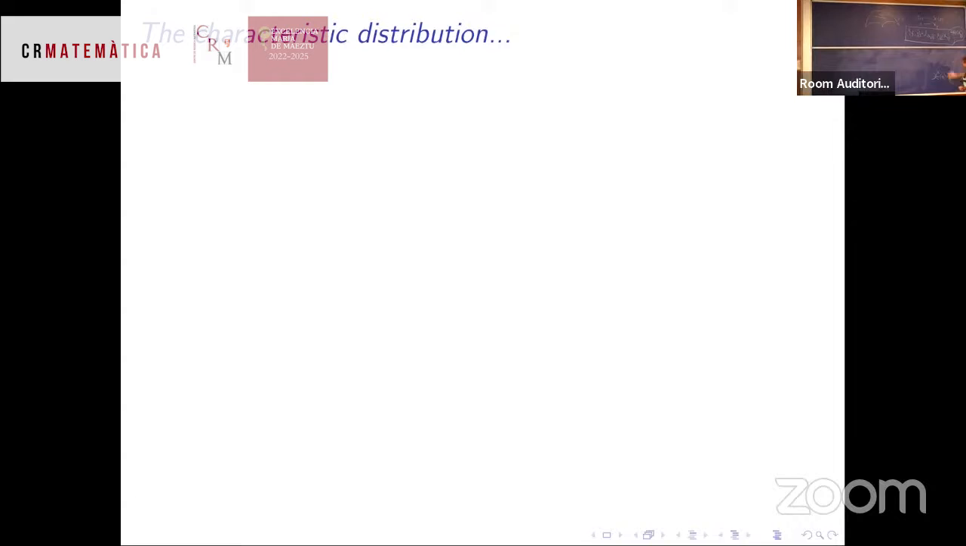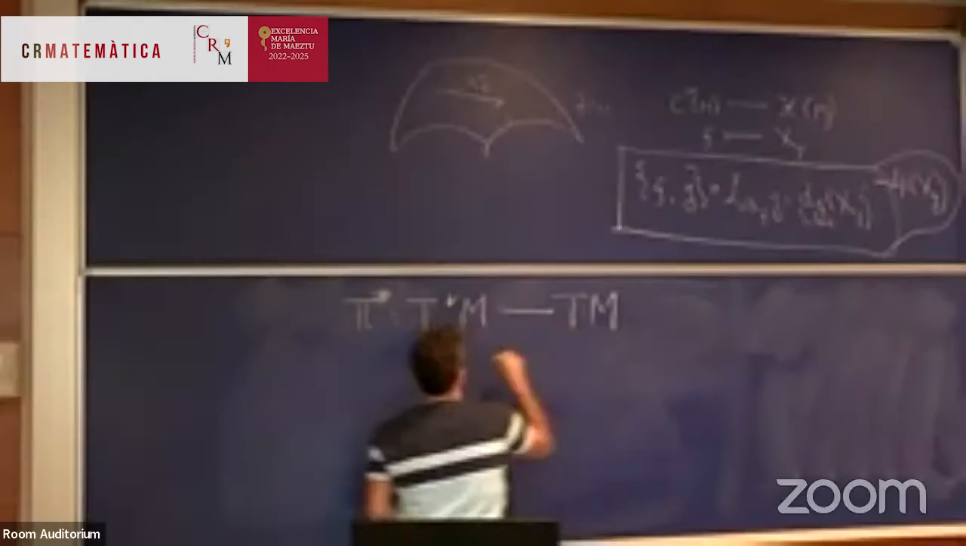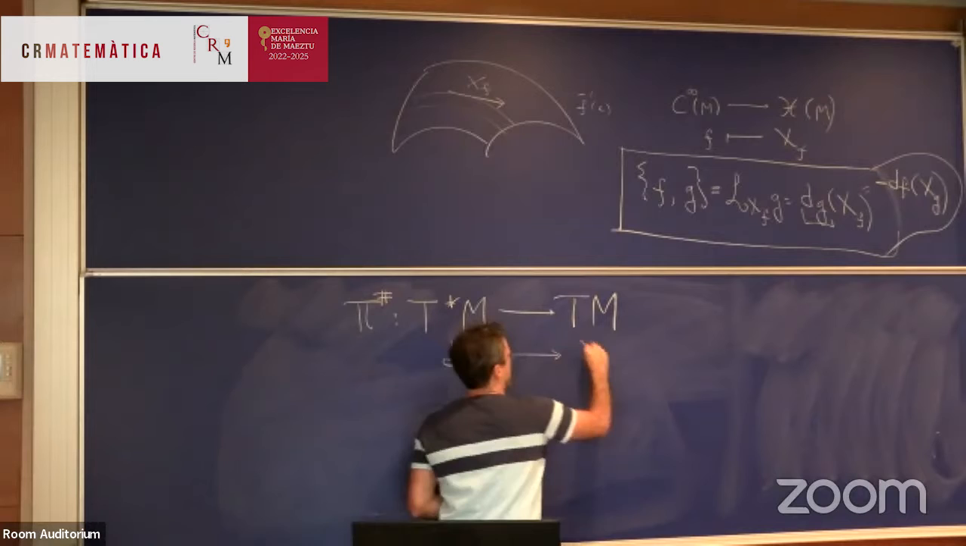So the idea here is that if you have a Poisson manifold, and now I'm going to represent my Poisson structure by a bivector field, there's a very natural map that you can consider going from the cotangent bundle to the tangent bundle of the manifold, which is basically contracting the bivector field with a covector, and that gives you back a tangent vector, right? This is the map, if you want. This is precisely the map that takes the differential of a function to the Hamiltonian vector field of the function.